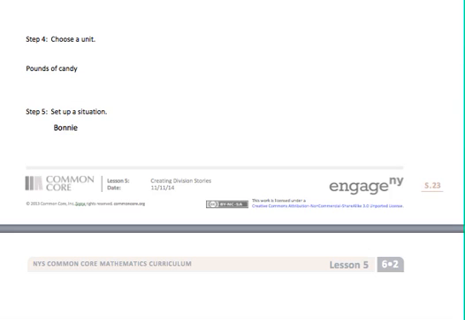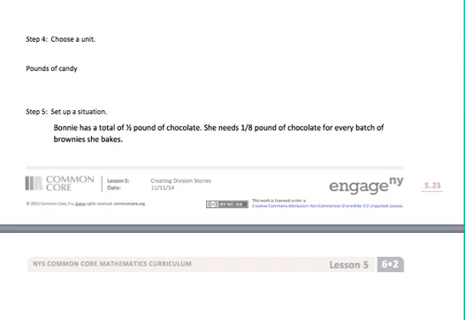Something like: Bonnie has a total of 1/2 pound of chocolate. She needs 1/8 pound of chocolate for every batch of brownies she bakes. How many batches of brownies can Bonnie bake with 1/2 pound of chocolate? And there is our word problem.